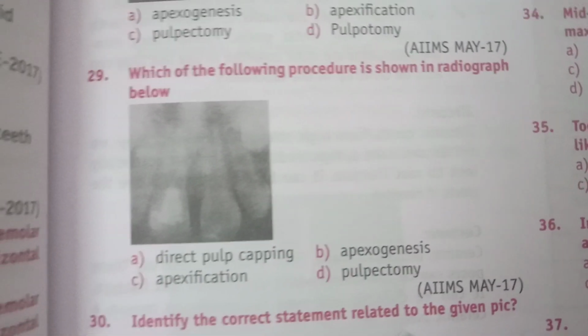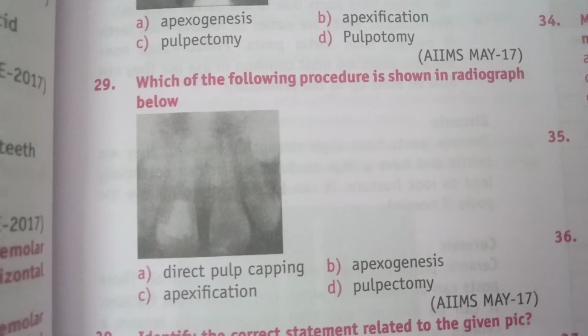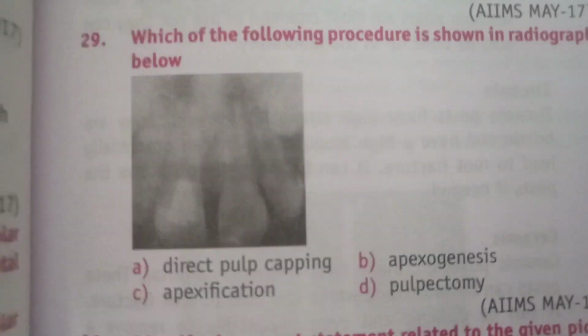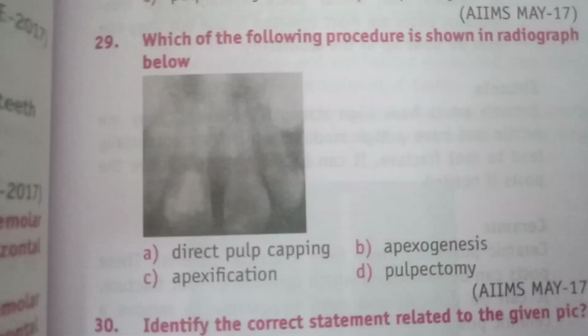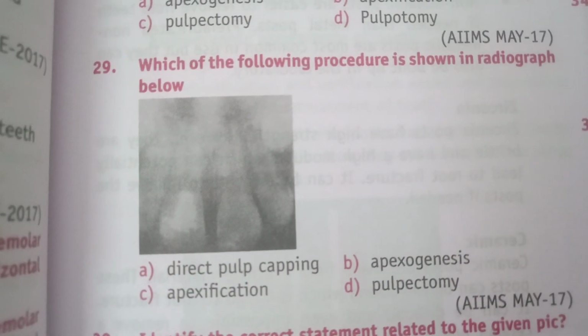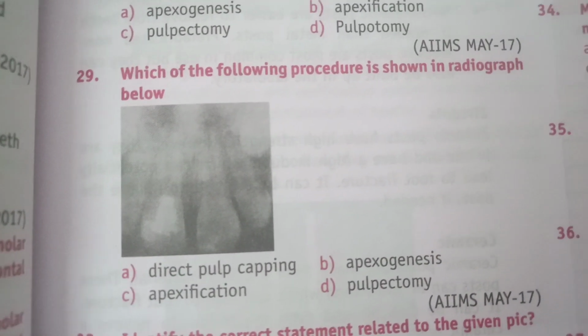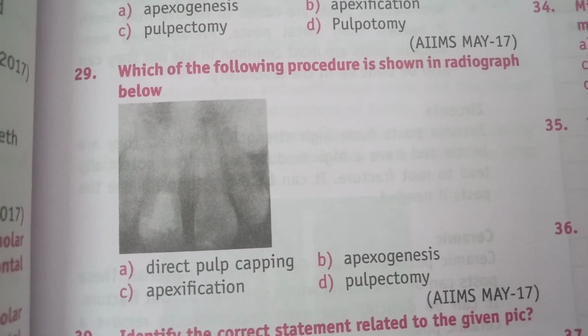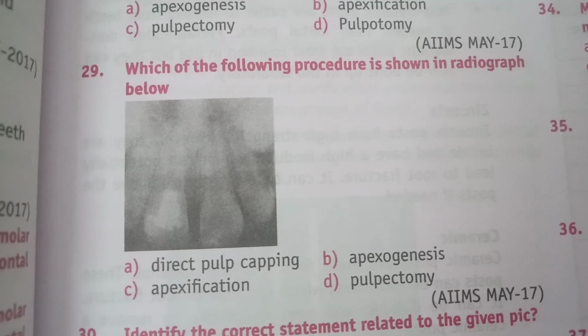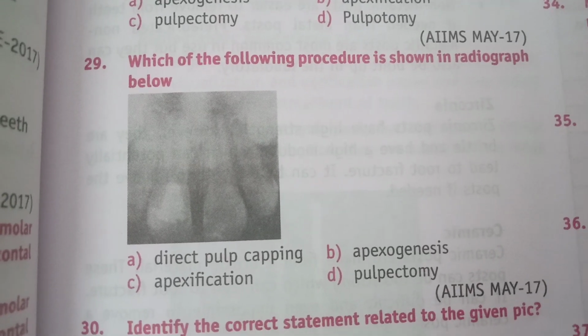Now the next question. Which of the following procedures is shown in the radiograph below? This is the picture that we are looking at. Direct pulp capping, apexogenesis, apexification, pulpectomy. The answer is B, apexogenesis.